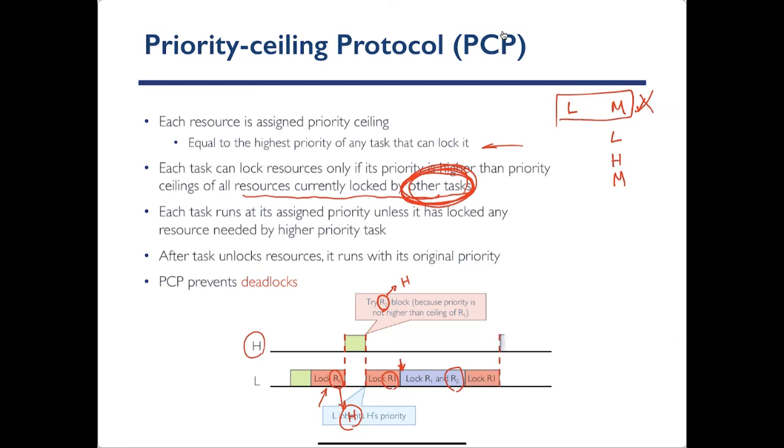Once it's done, then we can go to H and continue H. And as you can see, we have prevented deadlock. And this basically is very similar to the ideas behind the Banker's algorithm, because we're preventing deadlock by not allowing H to lock R1. Okay.